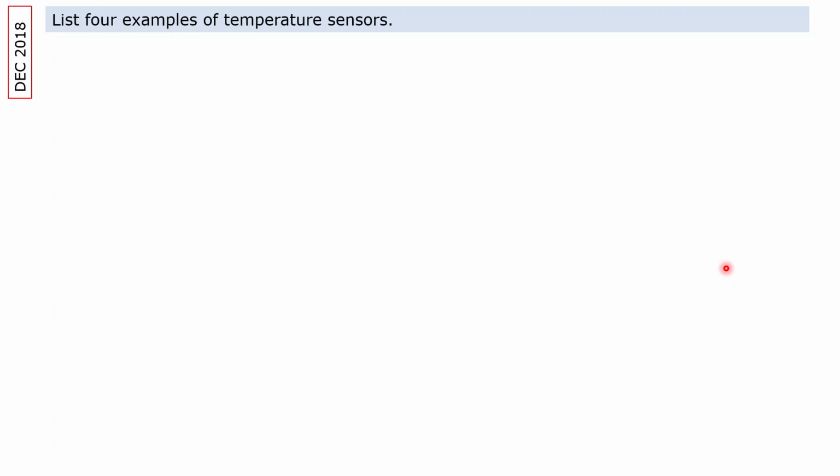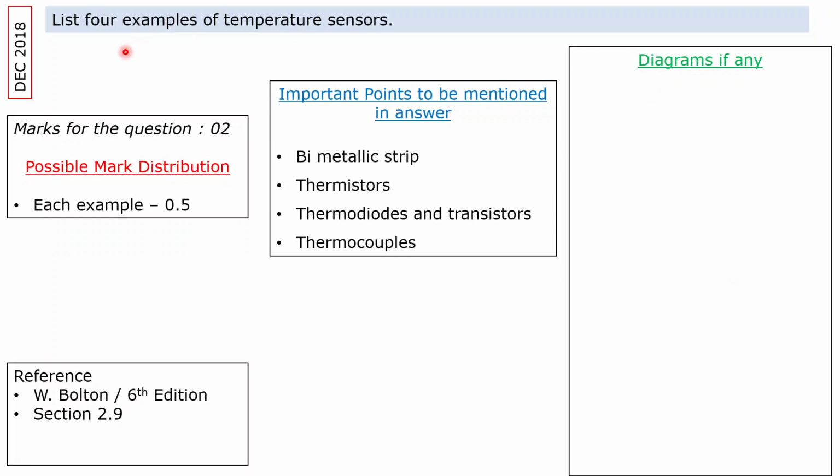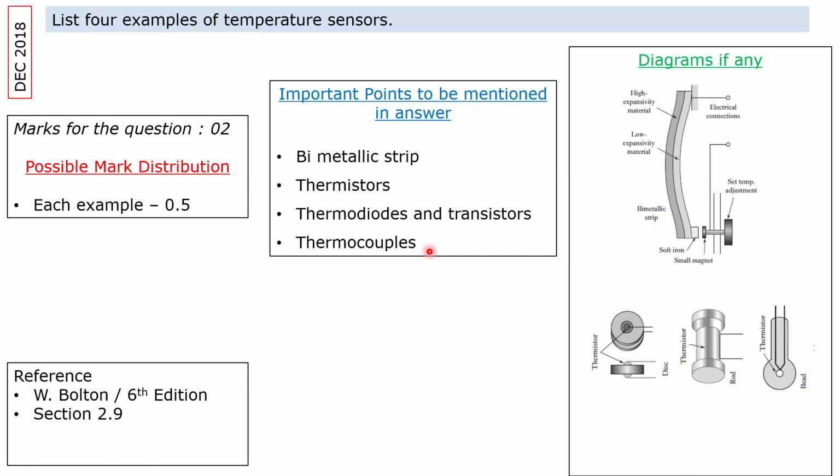Now the next question is: list 4 examples of temperature sensors. The question carries 2 marks, and the question is list only. You don't need to explain the working. Each example carries 0.5 marks, so 0.5 into 4 carries 2 marks. You can mention examples such as bimetallic strip, thermistors, thermodiodes, thermocouples. You can mention non-contact temperature sensors also. Any one you can mention. If you can draw the diagram, it will be an added advantage, but it is not necessary because the question is only for 2 marks.